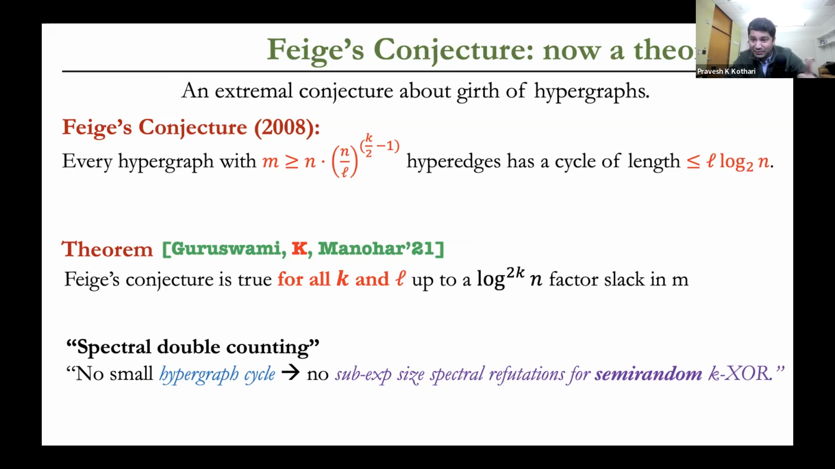But because we just proved they exist, there should be hypergraph cycles. This looks like an absurd way to prove it, but trust me, this is how we discovered it, and this is how it actually works. So that's some payoff for studying sub-exponential size refutations, if you needed some.